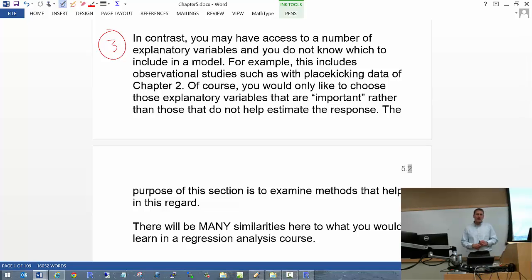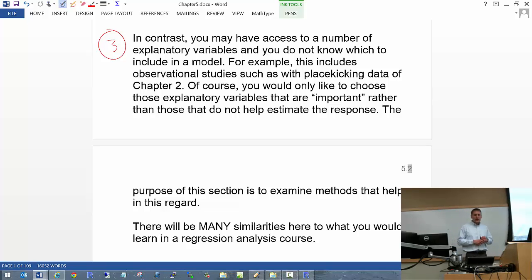So imagine a setting where you have a number of explanatory variables. You don't really know which ones to include in a model. So like with the place-kicking data set, I had a number of variables. I didn't know which ones to include in the model to begin with. So for example, in many observational studies, this occurs, such as with the place-kicking data.